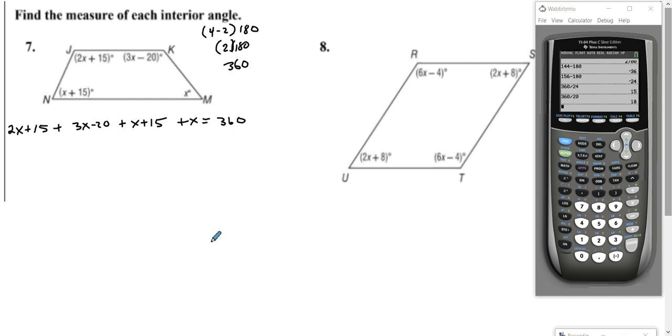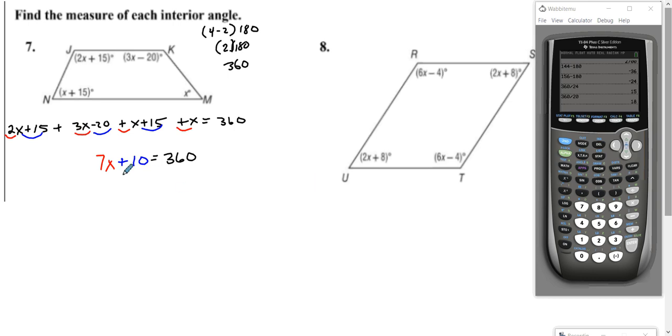Now I want to combine my terms that are alike. I've got a 2x and a 3x makes 5x, plus another one makes 6, and 7x. And the positive 15, another positive 15, that makes 30. The negative 20 drops us down to 10. Notice how I did that. I didn't do them in order. I did it in a way that would make sense for my brain to add it up without using a calculator. You could have just done 15 minus 20 and then done plus 15. You would have gotten the same thing.